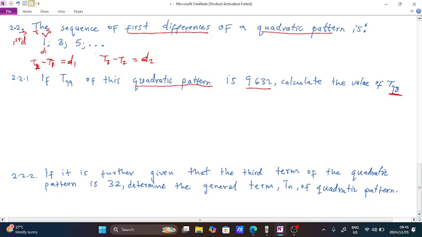We refer to the term number among the pattern of this difference. Is that clear? It means T99 minus T98 gives the difference number.